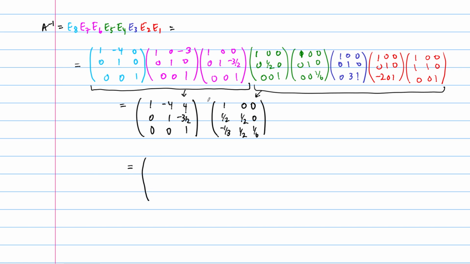And so what do we get? Remember, it's first row times first column. When we add this up, we get 1 - 2 - 4/3. That's going to be -7/3. And then as we go across the top row, the next one's going to be -2 + 2. So that's 0. And then finally 4/6, which is the same as 2/3.